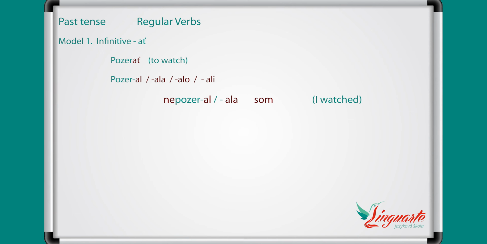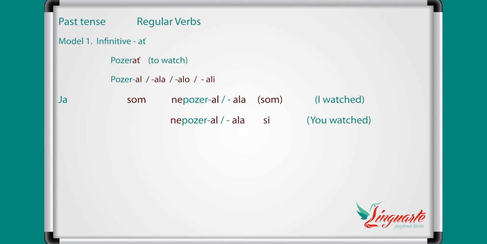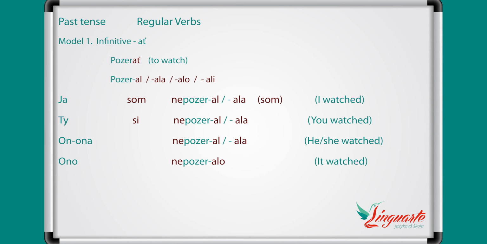But how to say the past tense in the negative form? It's very easy. We just need to add the particle nie to the main verb. The rest of the previous rules apply in the same way. So we say nepozeral som. Ja som nepozeral. Nepozeral si. Ty si nepozeral. Nepozeral, nepozeralo. Nepozerali sme. My sme nepozerali. Nepozerali ste. Vy ste nepozerali.